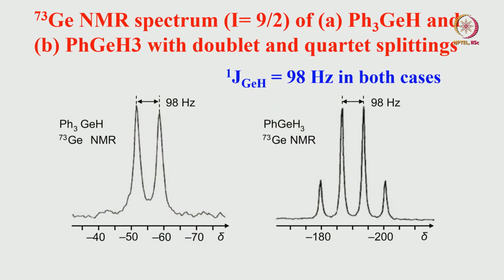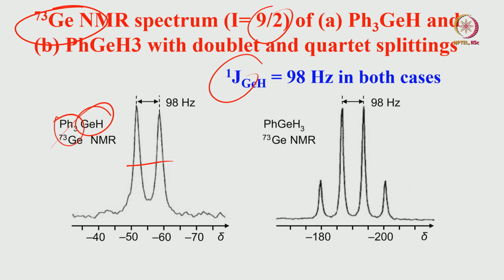And the last example is germanium NMR. Spin is 9/2, and when germanium is coupled to a proton, it is going to be a doublet. Obviously, it is a doublet. GeH. I am not worried about the PH3 part. If it is GeH3, it has to be a quartet. We got it. The PH part, we are not worried about the coupling. That may be far away.